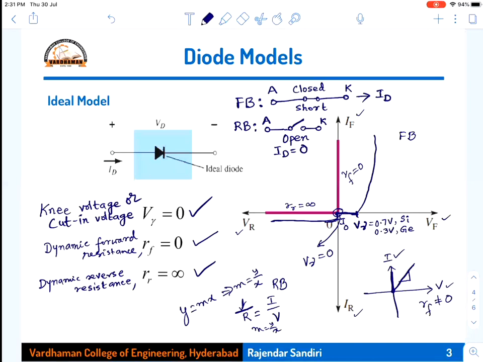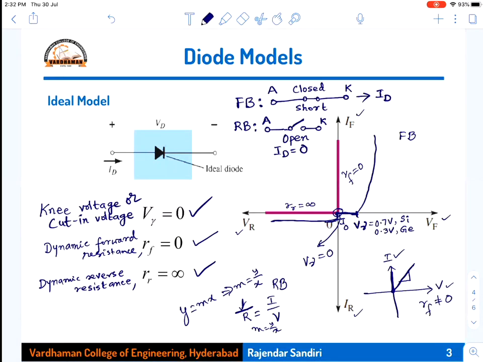Otherwise, for the practical diode you got V gamma is equal to 0.7, therefore the curve has moved up to that 0.7 value or 0.3 value, and then the slope is existing for the practical diode, therefore it has some exponentially increasing function. And when we are drawing the reverse diode characteristics, a small current is flowing, but that current is constant. Therefore, I have drawn it just below the x-axis constantly.